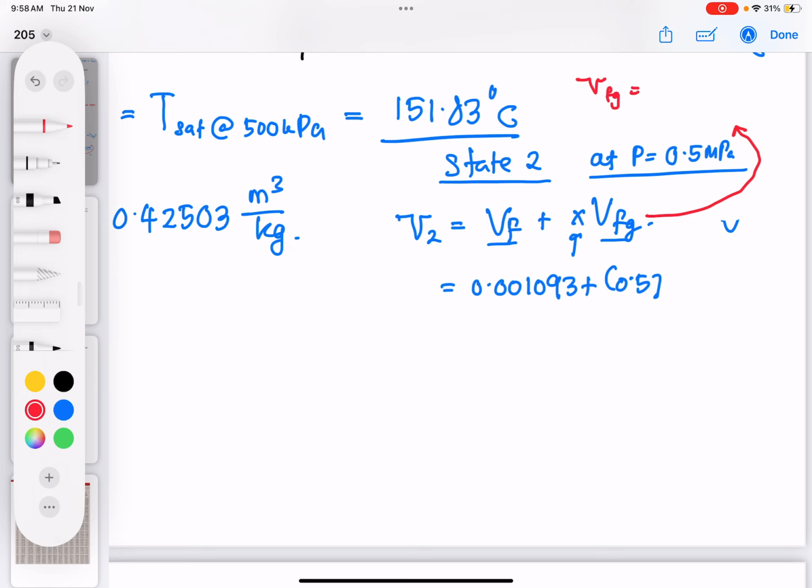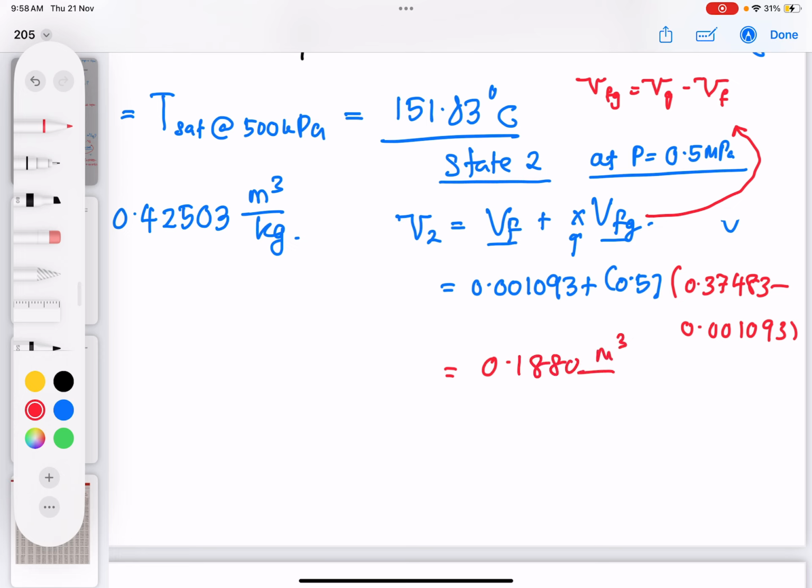Vfg was simply equal to Vg minus Vf. So multiply by 0.37483 minus 0.001093, and then I should get my value of V2 equals to 0.1880 meter cubes per kg.